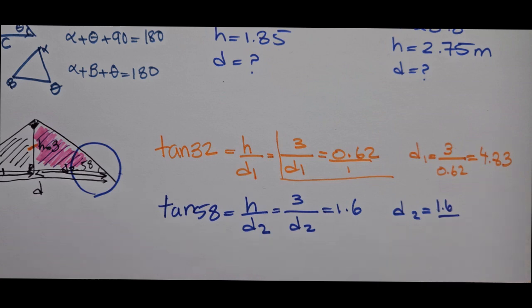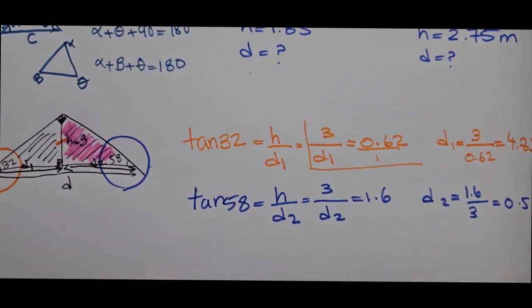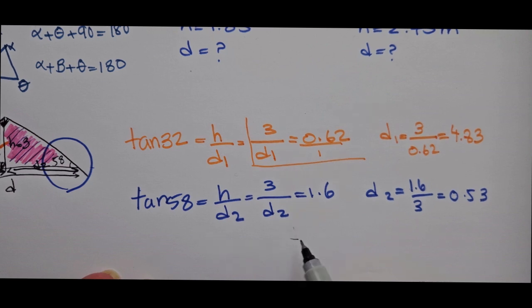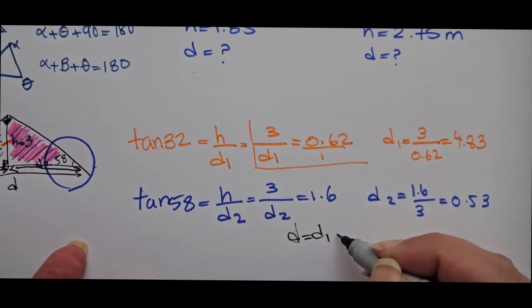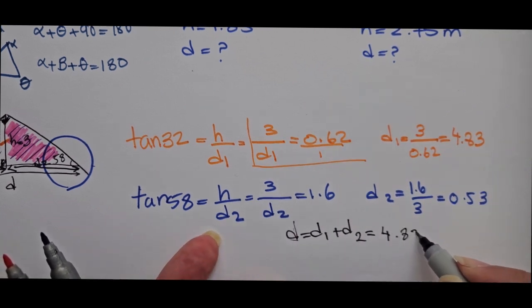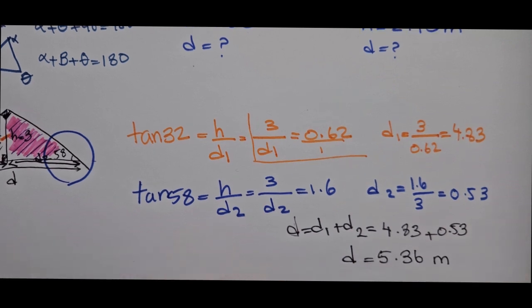And from the second one, D2 would be equal to 1.6 divided by 3, which is 0.53. Now if I want to find the D, that would be D1 plus D2, right? So I have to add 4.83 plus 0.53. So the D would be what? 5.36 meter. This is how you can calculate the distance, which is called D.